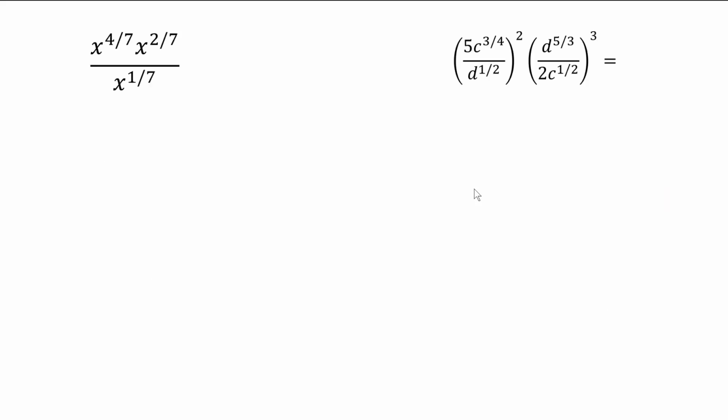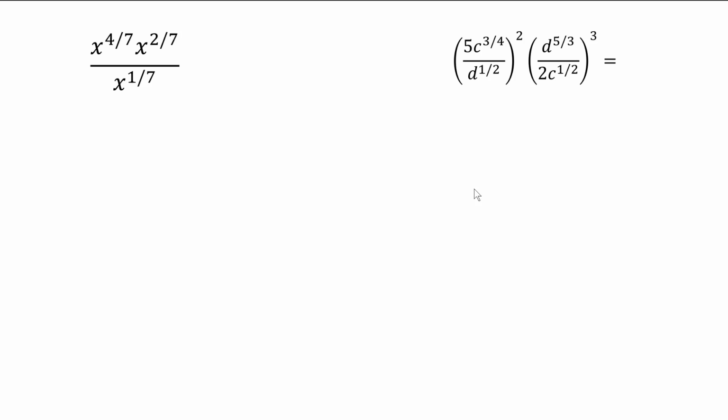Okay, now we have some fractional exponents that are on variables. So we just can use what we know about exponents when you add them, when you subtract them, those kinds of things. When you multiply like bases, even if they're letters, you add the exponents. When you divide like bases, you subtract the exponents.